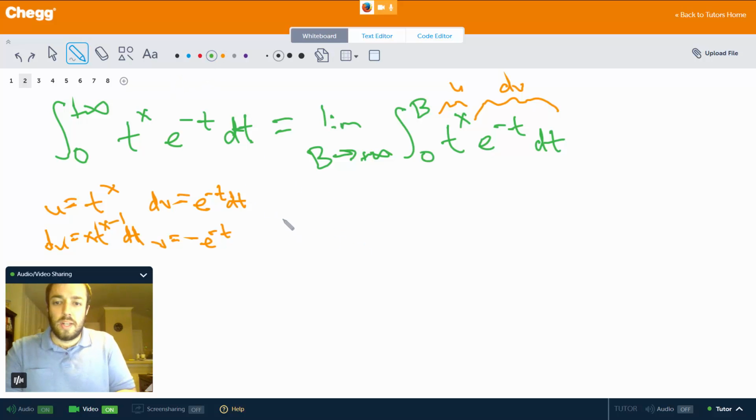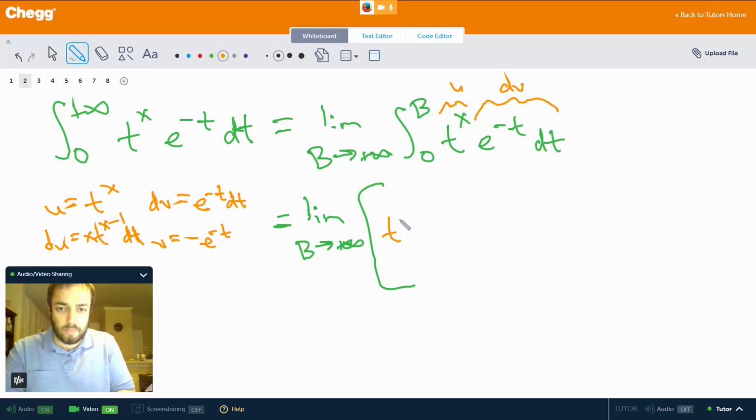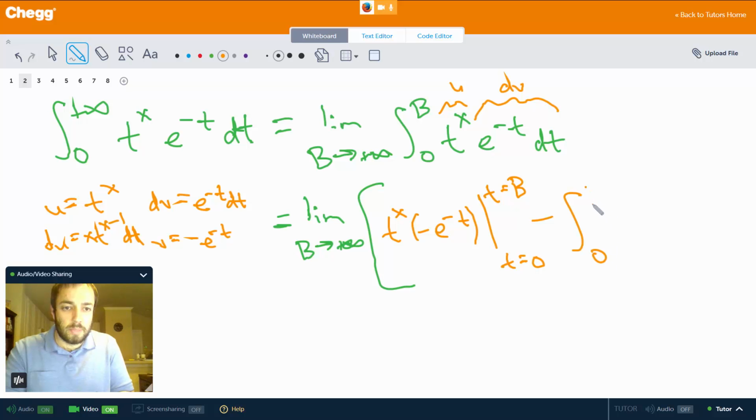Okay, so then now what we have is the limit as big B goes to positive infinity of, we're going to have a big old mess in square brackets here. So we're going to have uv, which is t to the x times negative e to the negative t, where t goes from 0 to big B. So remember, big B is representing this infinite limit up here. And then minus the integral from 0 to big B of v du.